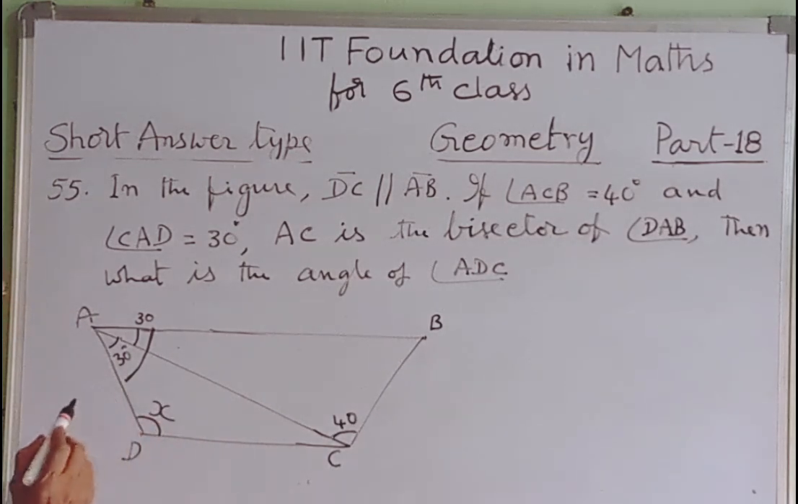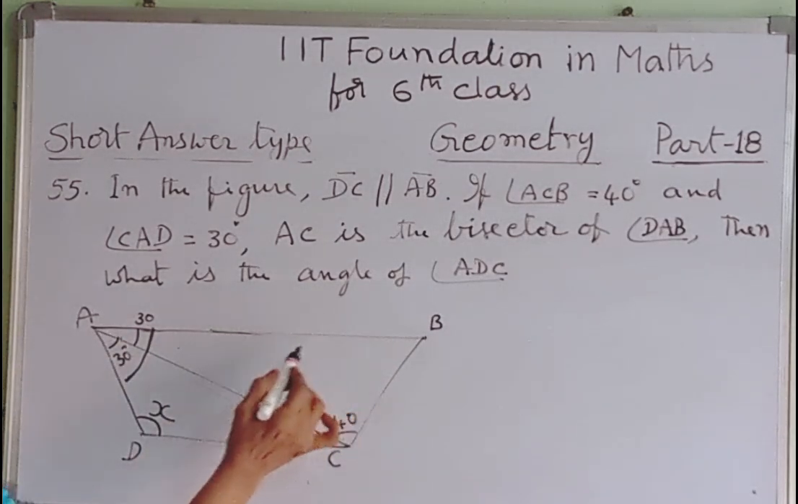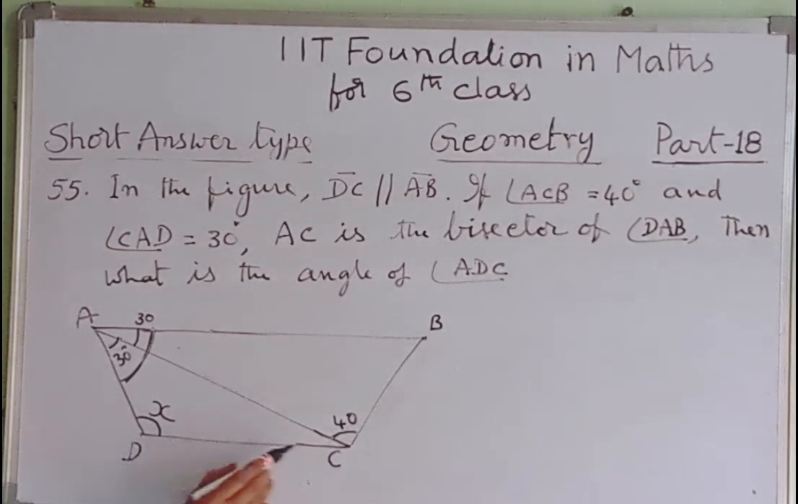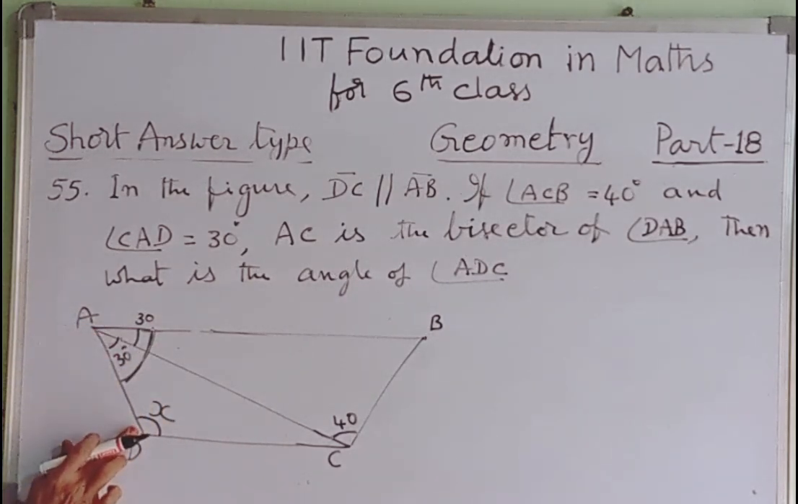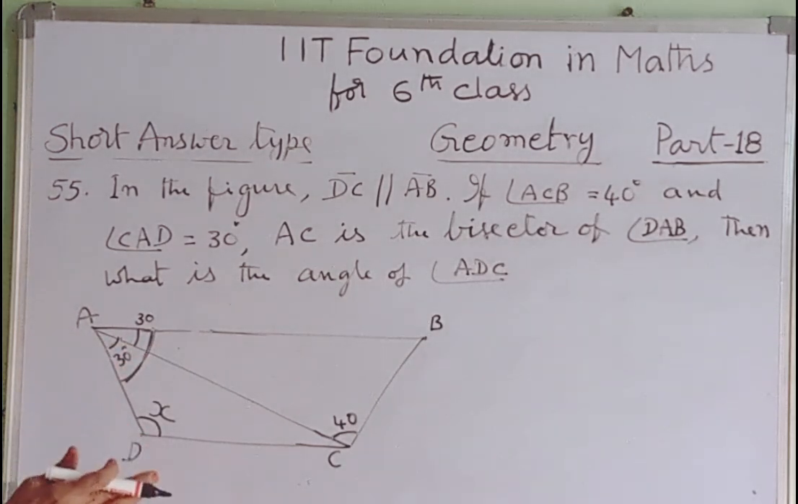Let this angle be x. What is the angle of ADC? DC and AB. DC and AB are parallel. This total angle and this angle, these two are interior angles lying on the same side of the transversal. AD acts as a transversal for DC and AB, two parallel lines. So when a transversal intersects a set of parallel lines at 2 points, interior angles lying on the same side are supplementary.